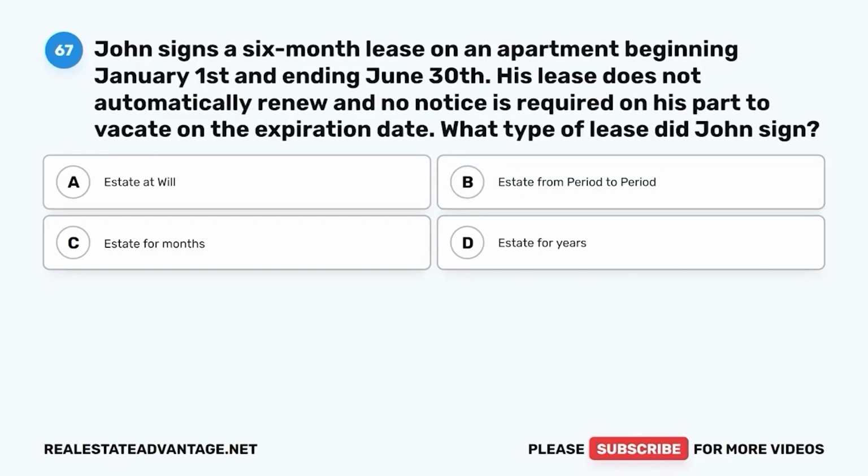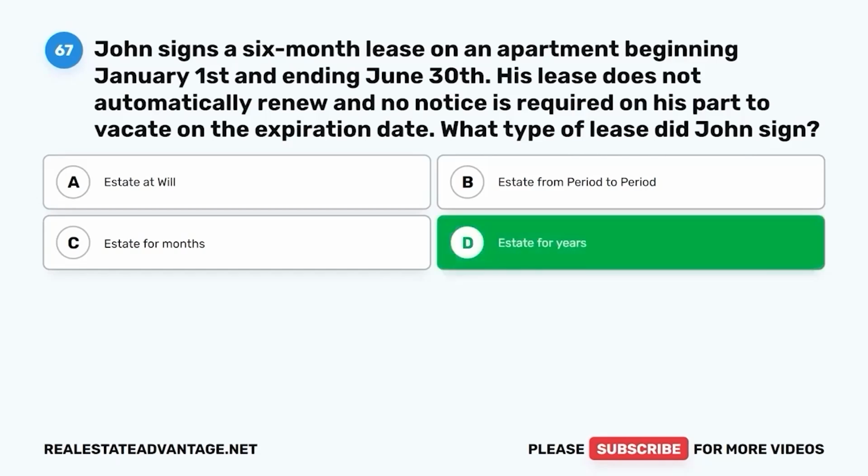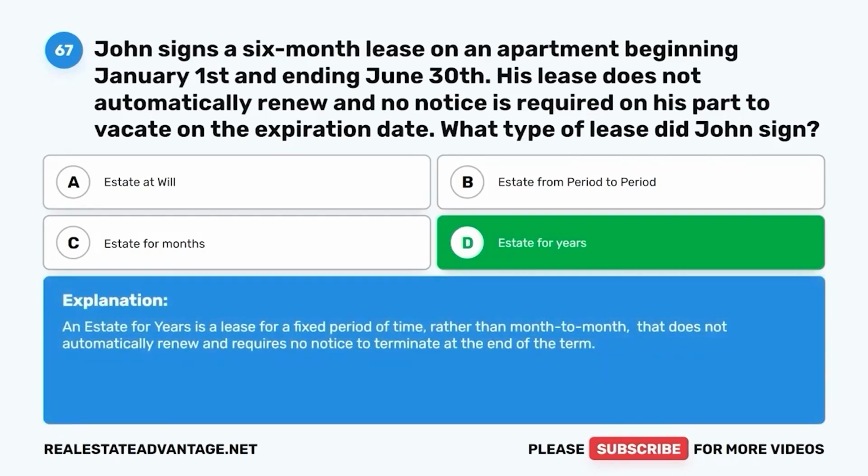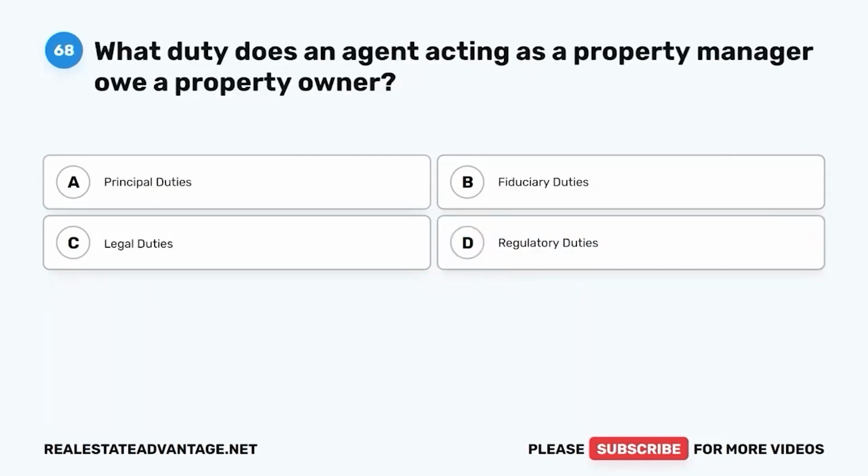Question 67. John signs a 6-month lease on an apartment beginning January 1st and ending June 30th. His lease does not automatically renew and no notice is required on his part to vacate on the expiration date. What type of lease did John sign? A. Estate at will. B. Estate from period to period. C. Estate for months. D. Estate for years. The correct answer is D. Estate for years. An estate for years is a lease for a fixed period of time, rather than month to month, that does not automatically renew and requires no notice to terminate at the end of the term. Question 68. What duty does an agent acting as a property manager owe a property owner?